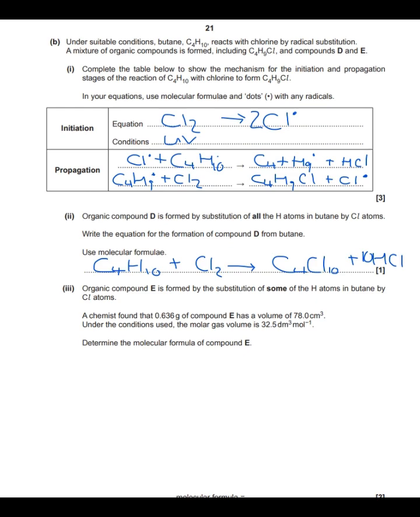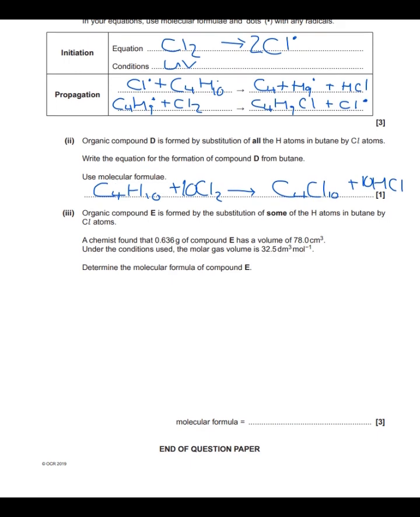So this side we've got 10, we've got 20 chlorines on the right hand side. We've got 2, so we've got a 10 before that. That means we've got 20 chlorines. And the very last question is a calculation for 3 marks. Compound E is formed by the substitution of some of the hydrogen atoms in butane by chlorine atoms. Chemists found that 0.636 g of compound E has a volume of 78 centimeters cubed. We're given a molar gas volume, and we've got to determine the molecular formula of compound E.